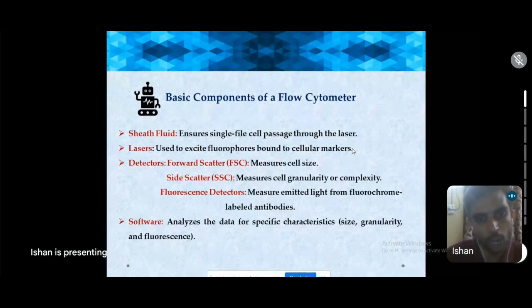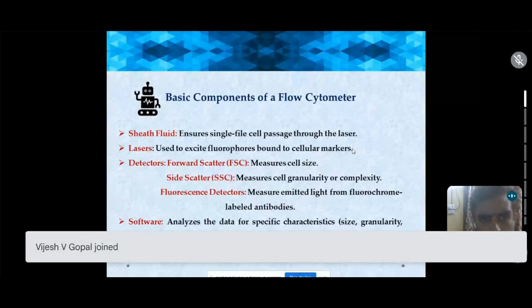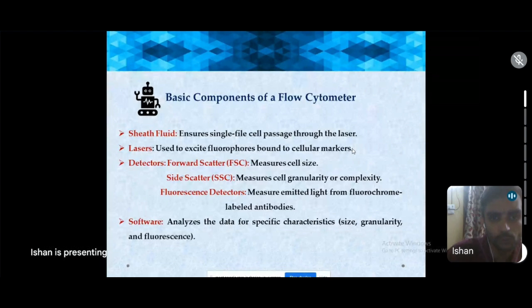Now, how the analysis is done: I was telling that the cells are suspended in a sheath fluid, which ensures that there is a medium in which the cells, like the cells of the bone marrow, the brain aspirate, or the blood, are suspended. This makes the cells flow in a way that ensures a single file of cells passes through the laser.